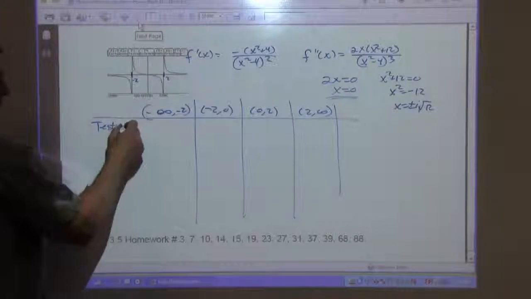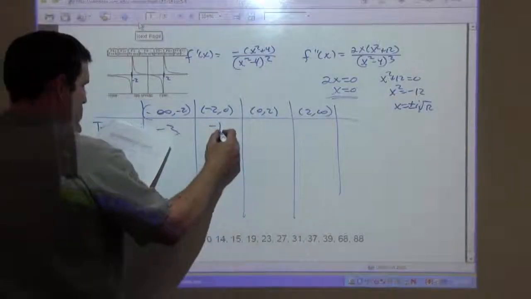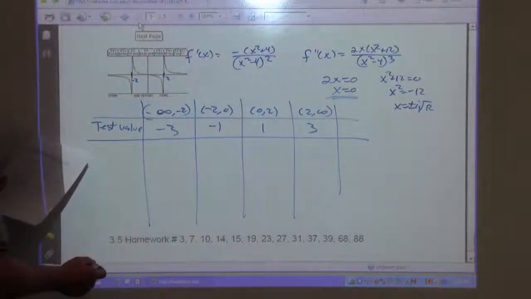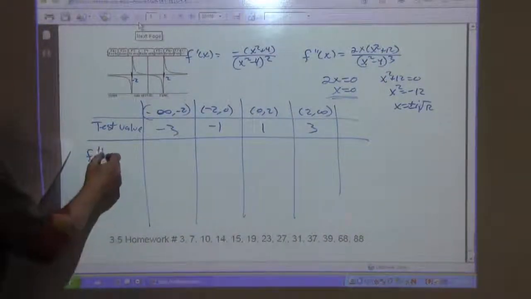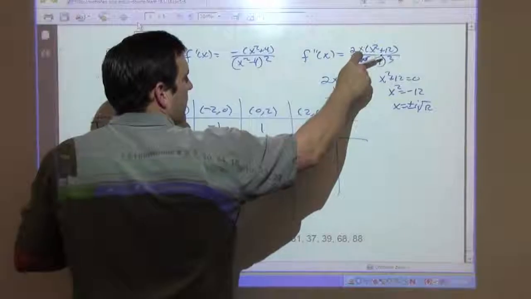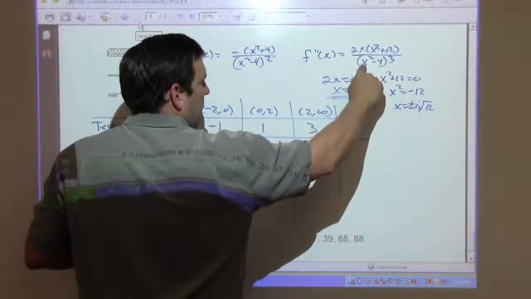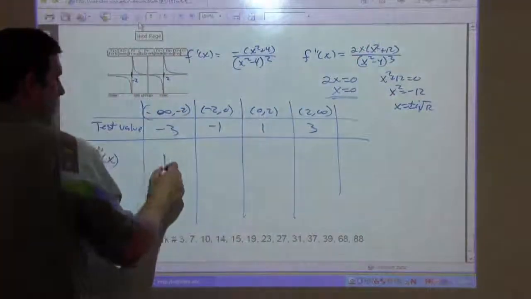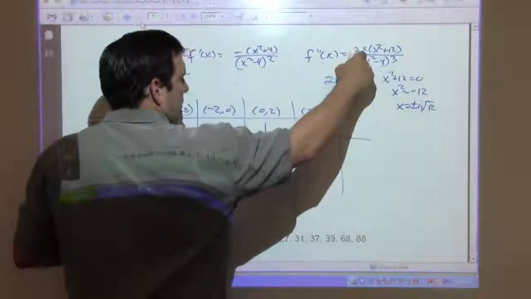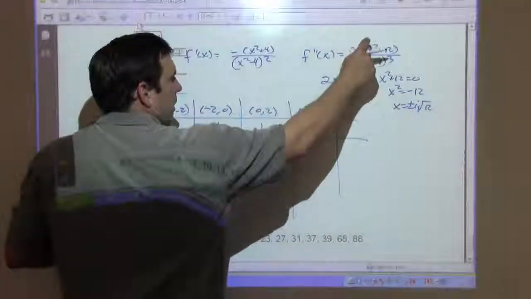Let's get a test value. How about negative 3, negative 1, 1, and 3? So look at f double prime of x. We'll put negative 3 in here. Because 2 times negative 3 is going to be negative 6. That part's going to be positive. Down here, negative 3 squared is positive 9. 9 minus 4 is positive. So that's negative over positive. That's negative there. Negative 1. 2 times negative 1 is negative 2, negative on top.